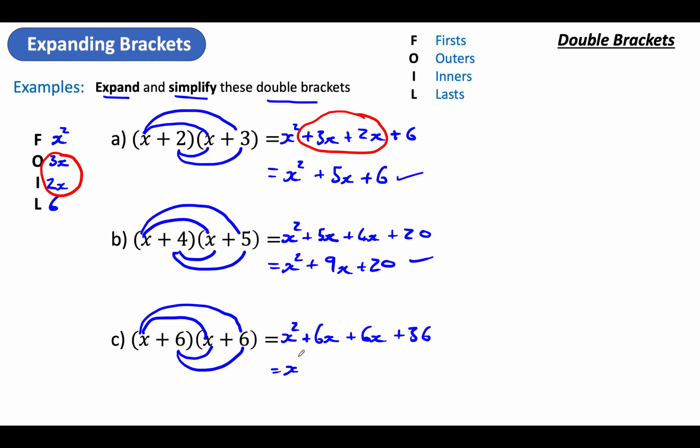And then anything we can simplify, we put together. So I've got plus 6x plus another 6x. That makes a total of 12x. Yep, so x squared plus 12x plus 36 is the same as these double brackets next to each other. Just if we expand and simplify, we get this expression as well.